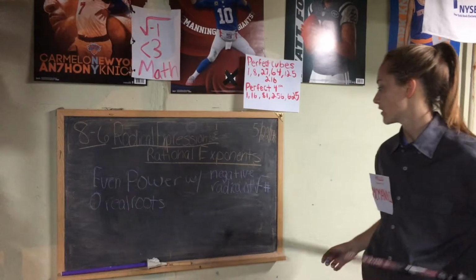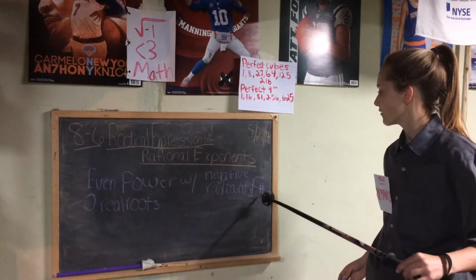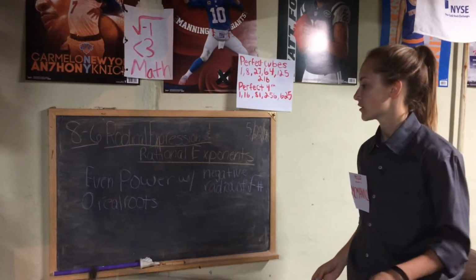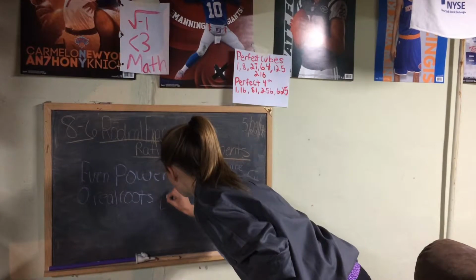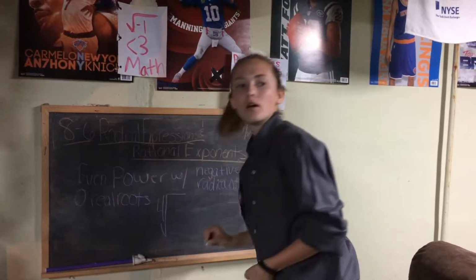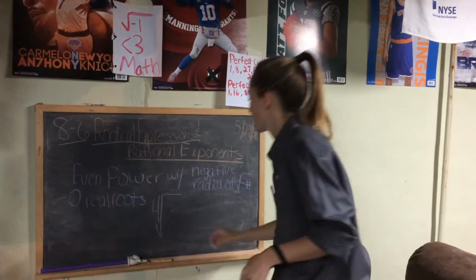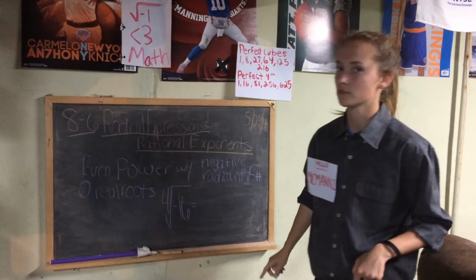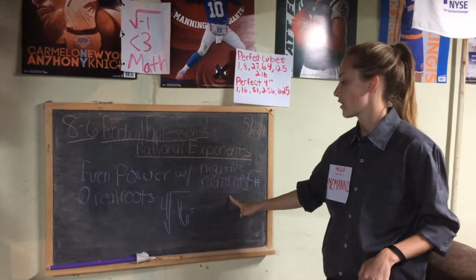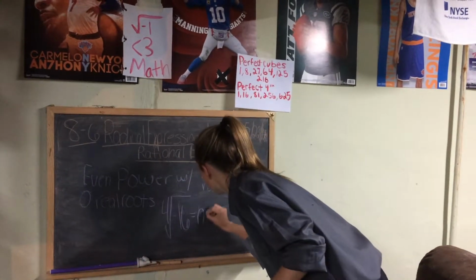The even power with the negative radicand is a negative number inside of the radical, so that there's 0 real roots. So the first example is the 4th root of negative 16, and all solutions in the even power with the negative radicand is no solution.